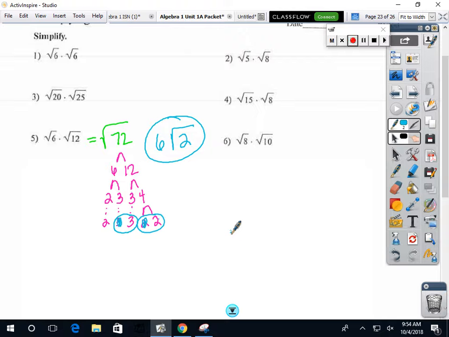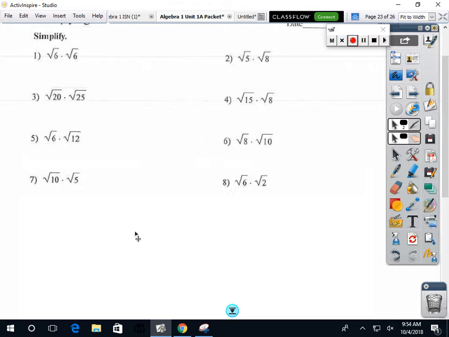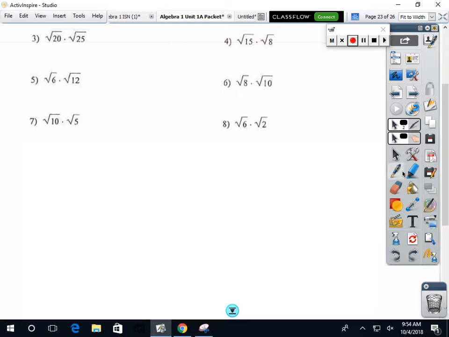Okay, everybody got it copied? All right, let's look at number 7. Square root of 10 times the square root of 5 equals the square root of 50. Okay, which can be simplified. What numbers multiply to make 50? 10 and 5, or 25 and 2.